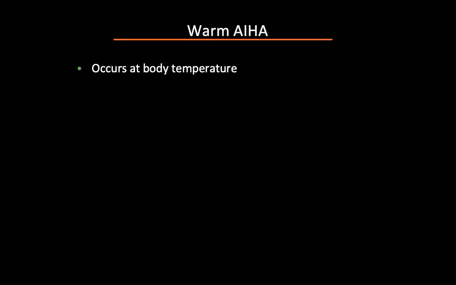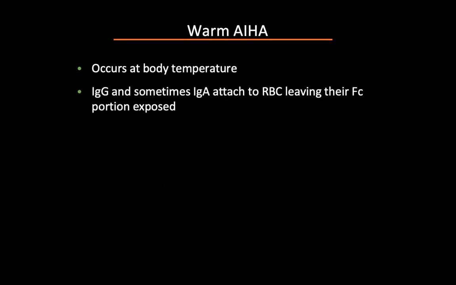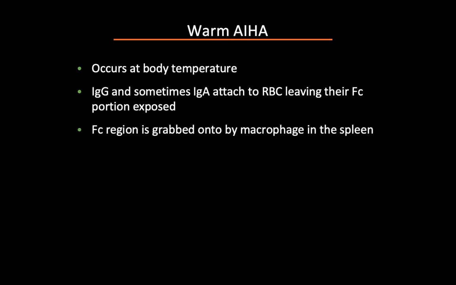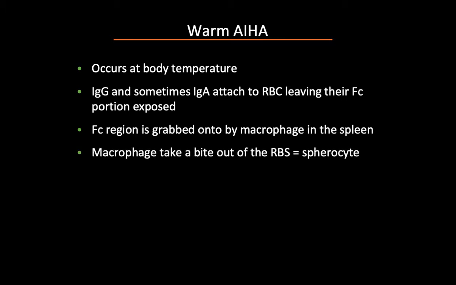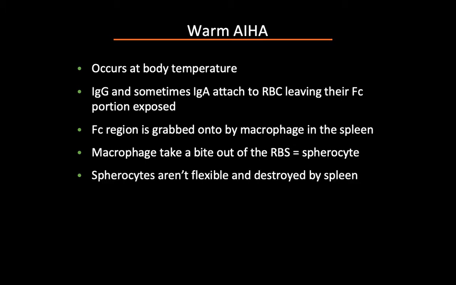So for warm autoimmune hemolytic anemia, it occurs at body temperature. IgG is what's made most often, sometimes IgA. It attaches to red blood cells, leaving what's called the Fc portion exposed. Now this Fc region is grabbed onto by macrophages in the spleen. And the macrophages basically take a bite out of the red blood cell, and it becomes that spherocyte. So the spherocytes aren't very flexible, and then they can be destroyed by the spleen, and unfortunately, if there's a lot of them, you end up getting splenomegaly.